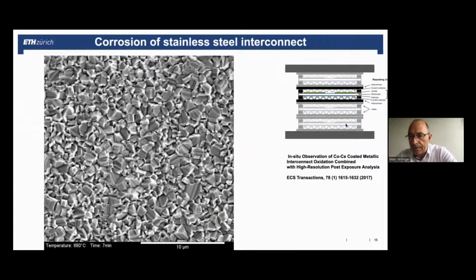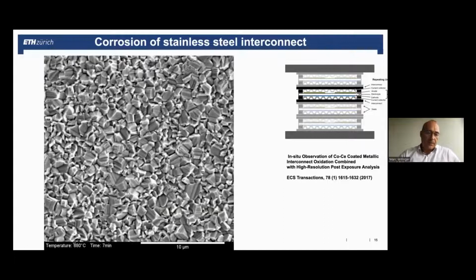So here's a scheme of a fuel cell stack where you always have the anode, electrolyte and the cathode, and this stack of anode, electrolyte, cathode is held together by these stainless steel interconnects. And we looked at the corrosion behavior of these interconnects.